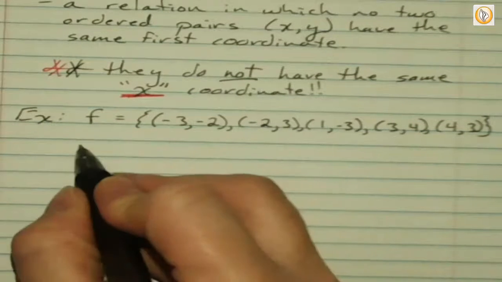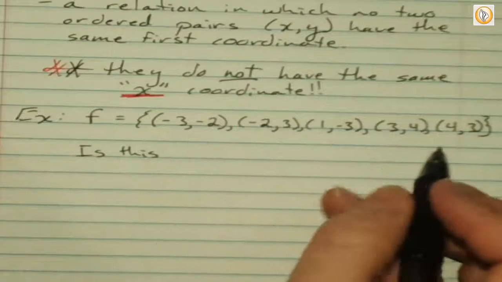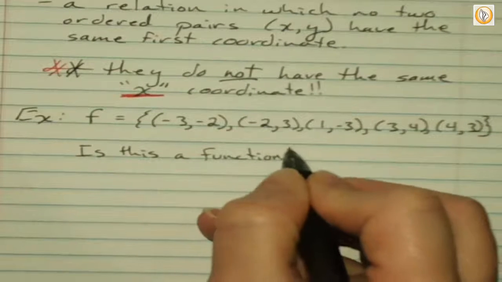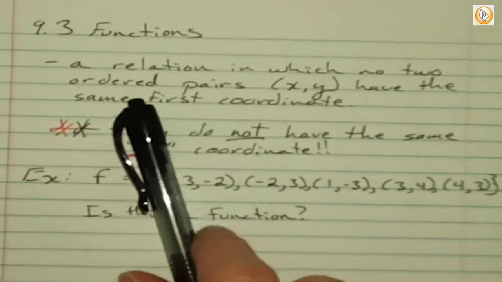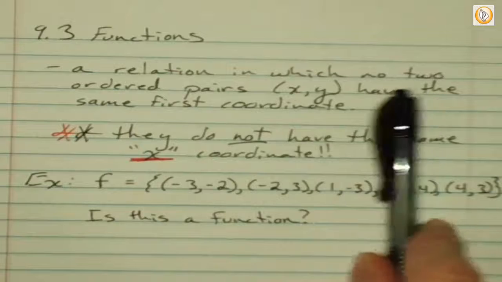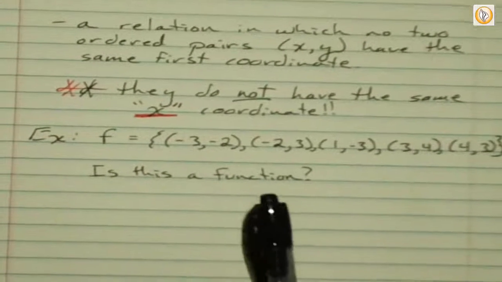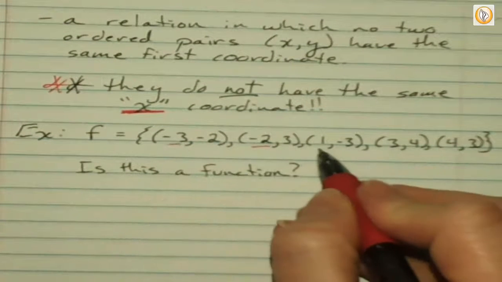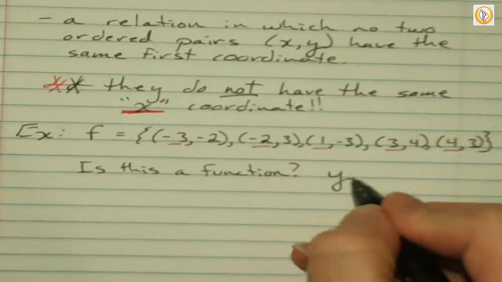So let's look. These ordered pairs, see all these ordered pairs? Is this a function? No. Why not? Because it doesn't have the same x. It is a function where no two ordered pairs have the same x. They do not have the same x. Or let's look at the x's. Are any of these the same? No. Then it is a function.